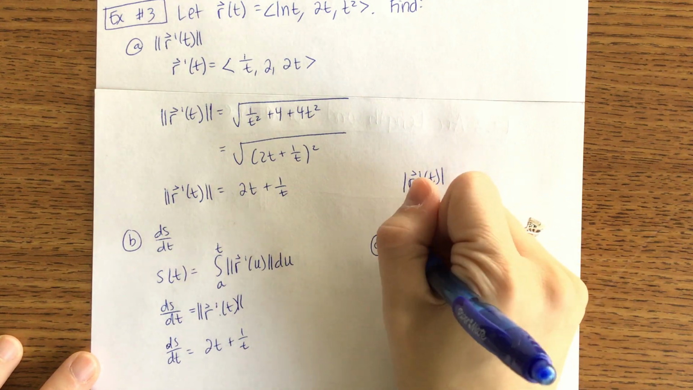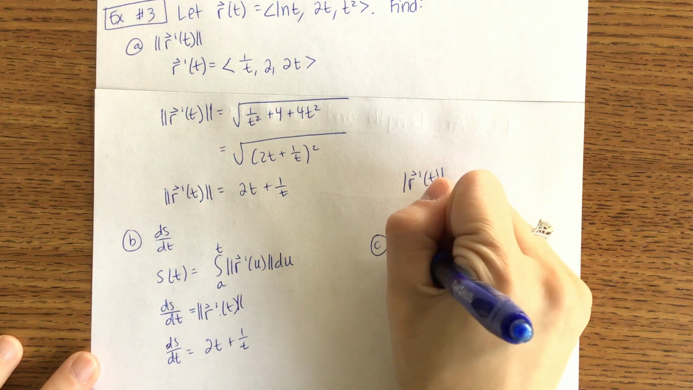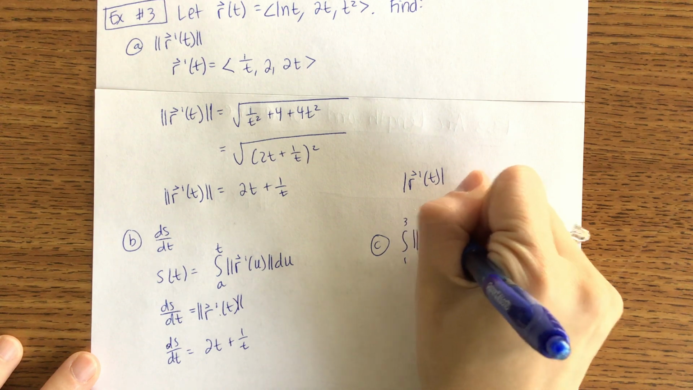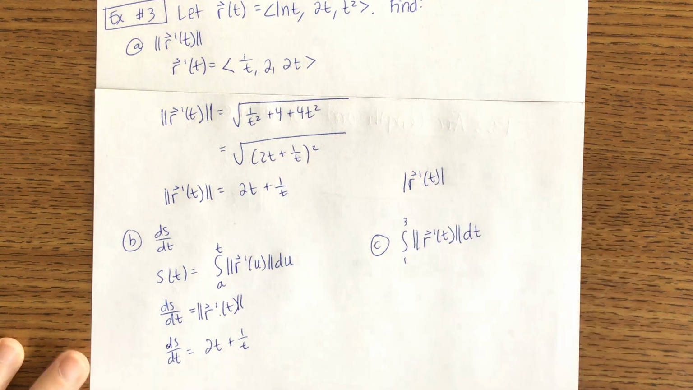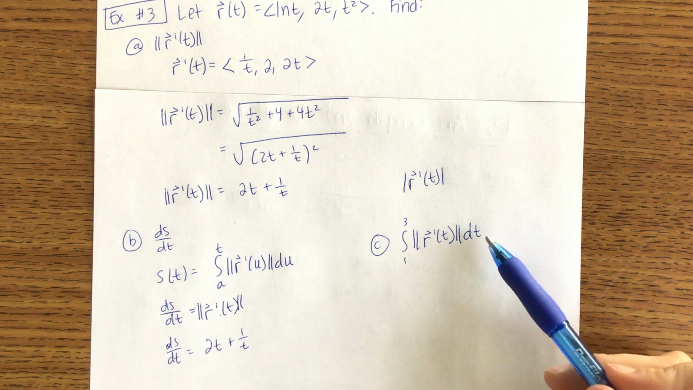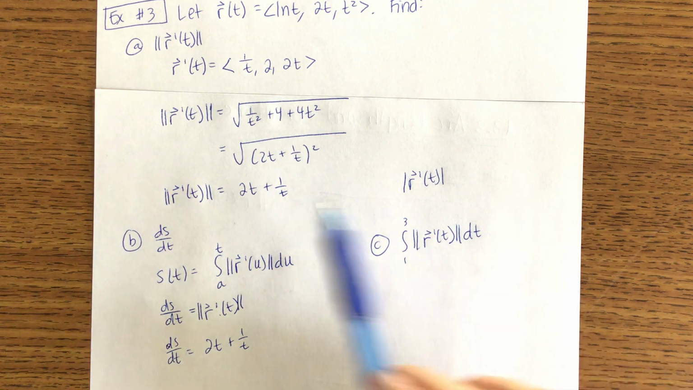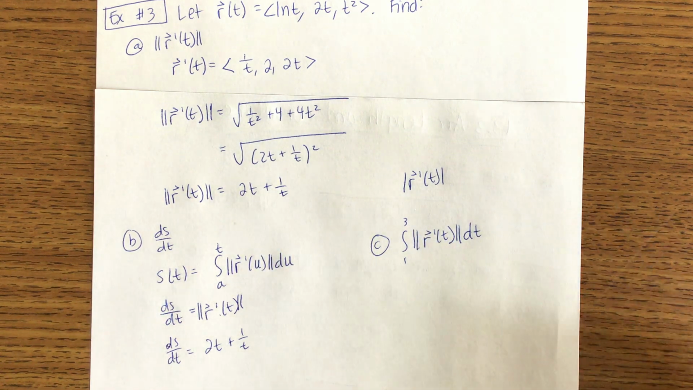Last thing, integral from 1 to 3 of the norm of r prime of t dt. This one I think you guys can find. You're integrating that and then using the bounds from 1 to 3. Can we just skip it then? Yeah. Alex? We had something like this on the test.